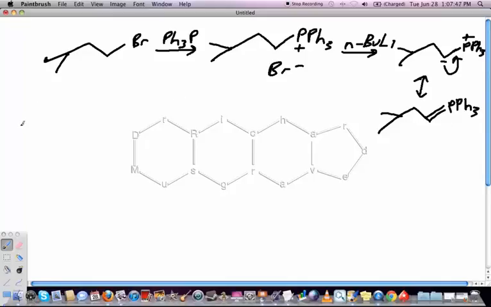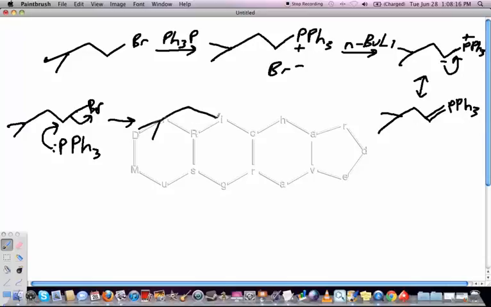Alright, so let's look at the mechanism for that. So the mechanism for the first part has the phosphorus coming in and displacing the bromine. Now the way this works is that phosphorus is in the same group as nitrogen on the periodic chart, so it can actually act as nitrogen does and displace leaving groups nucleophilically using a lone pair. That leaves a positive charge on the phosphorus, and this Br negative will be the counterion to the phosphorus here.